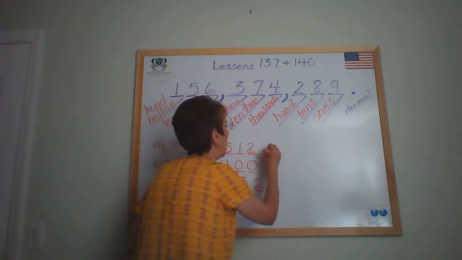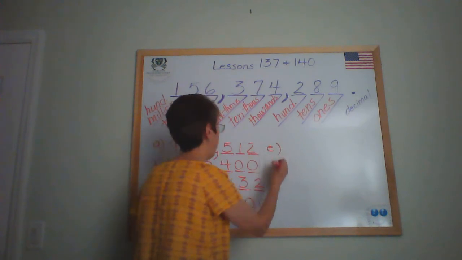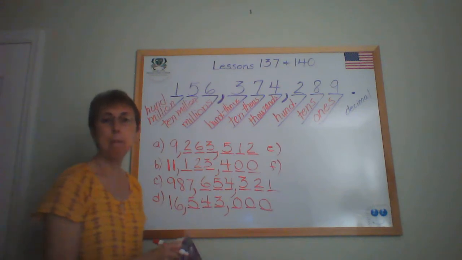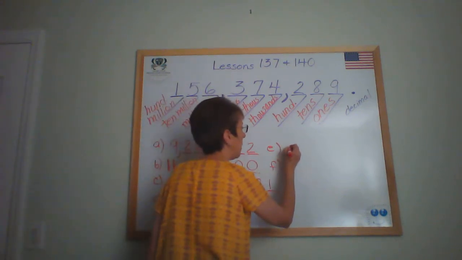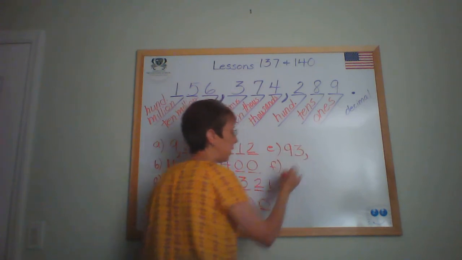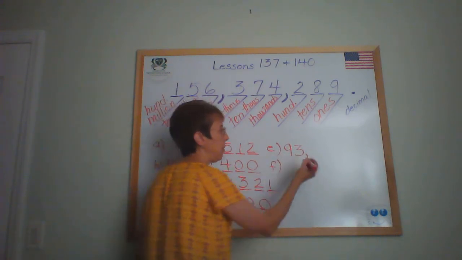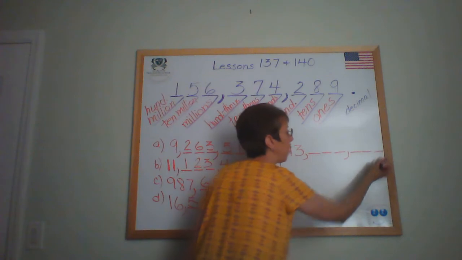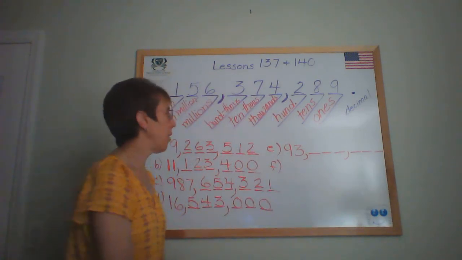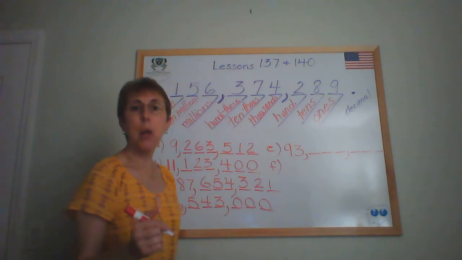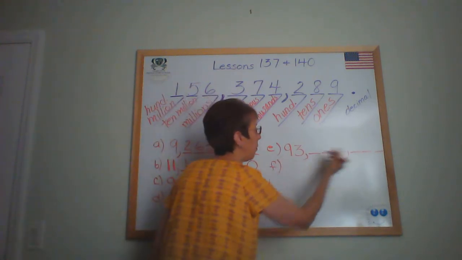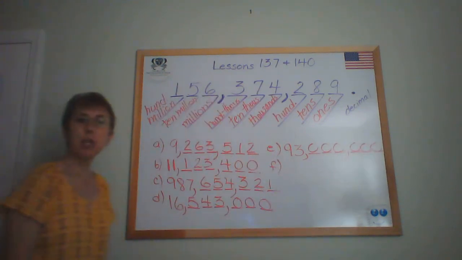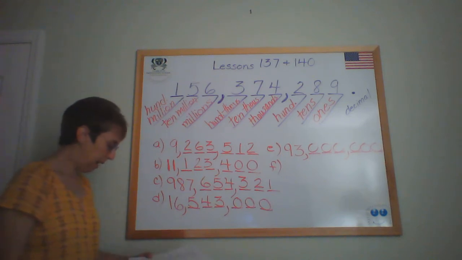We have E and F. So E says 93 million. You hear million, 93. It's million. So that first comma is your comma for your millions. Then it's three more places, comma for thousands, and three more places. The whole number, though, for E is 93 million. There we go, 93. What do we have to do? These are all filled in with zeros. 93 million.